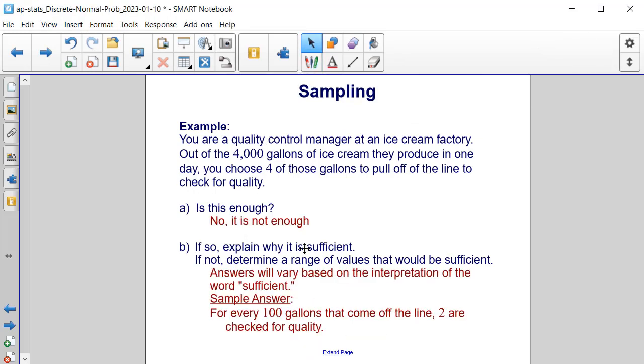And here is also a solution worked out for this problem. It does agree with what we said. No, the 4 out of every 4,000 or 1 out of every 1,000 is not enough, not sufficient. And the answers can vary based on the interpretation of sufficient. We could end up having, for every 100 gallons, 2 of them are checked for quality. That's a sample answer.